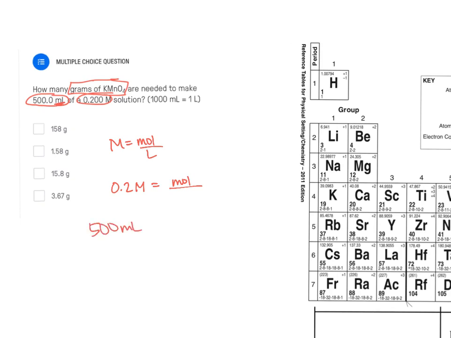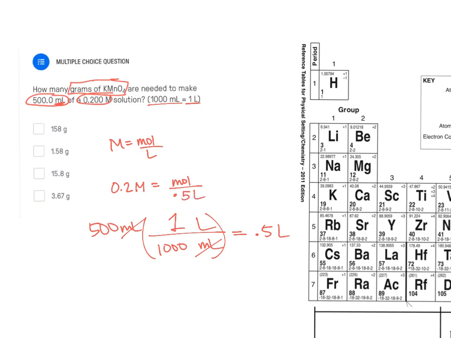So let's do that first. 500 milliliters, we want to convert that to liters, so I'm going to put that on the top. We want the milliliter information on the bottom. For every 1,000 milliliters is equal to 1 liter, so 1 liter is equal to 1,000 milliliters. So milliliters cancel. 500 divided by 1,000 is 0.5 liters. So that information goes on the bottom here, 0.5 liters.